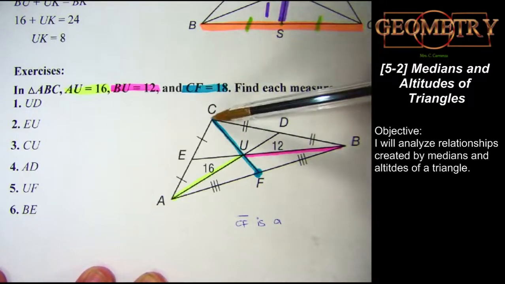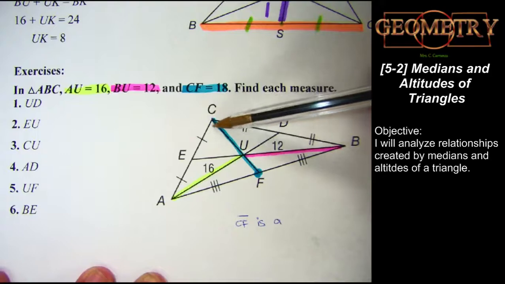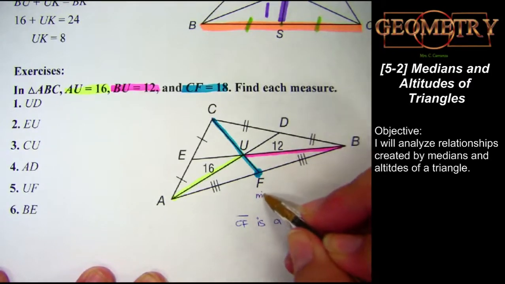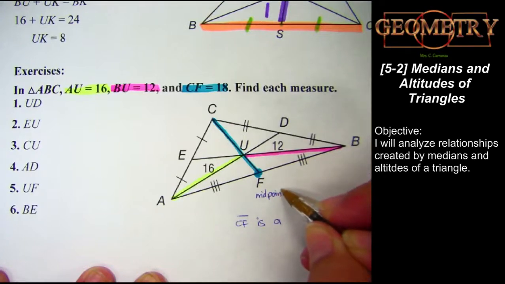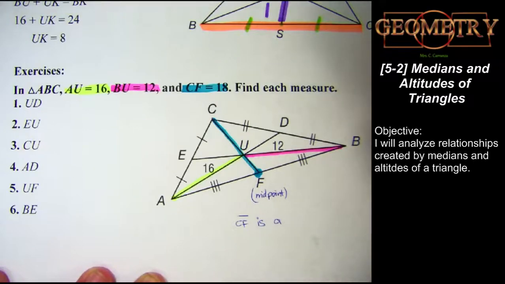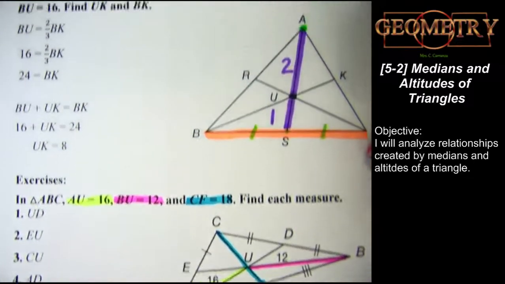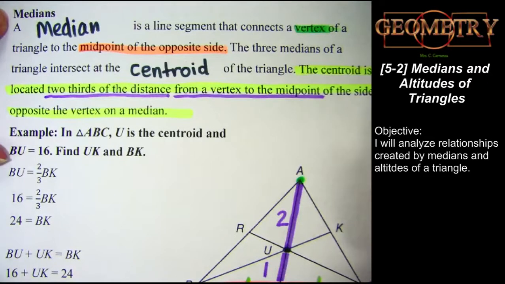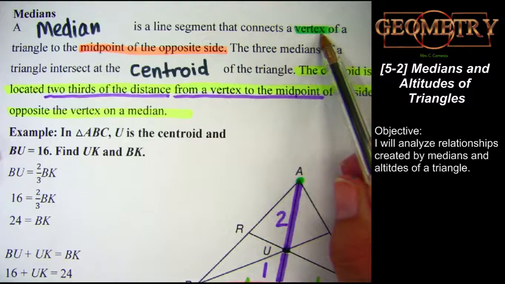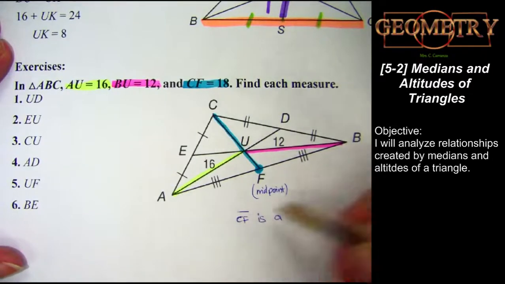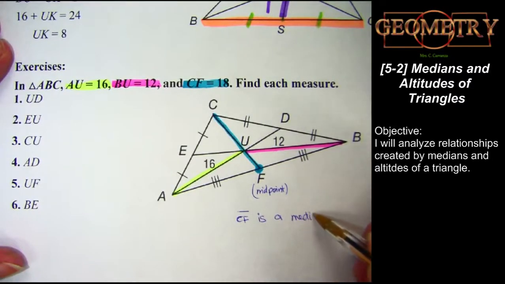Where's CF coming from? A corner, a vertex, and where is it ending up? Where did it end up? At a midpoint. If I scroll up on my notes real quick and show you the definition, the median is the segment that connects the vertex to a midpoint. Is that what I connected here for CF? Yes. And so CF is a median.